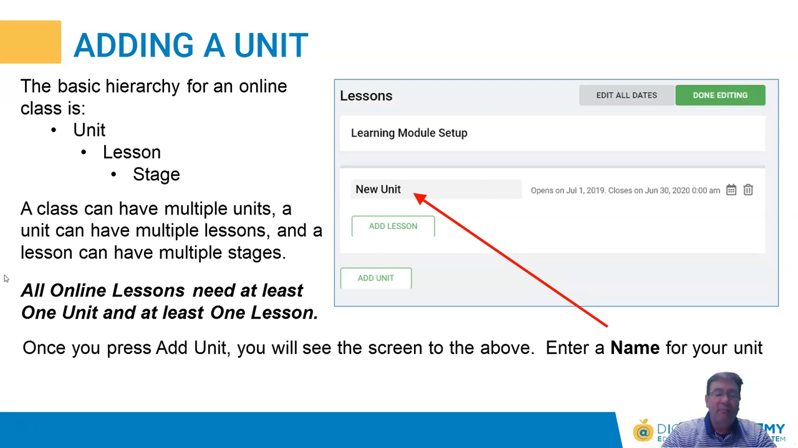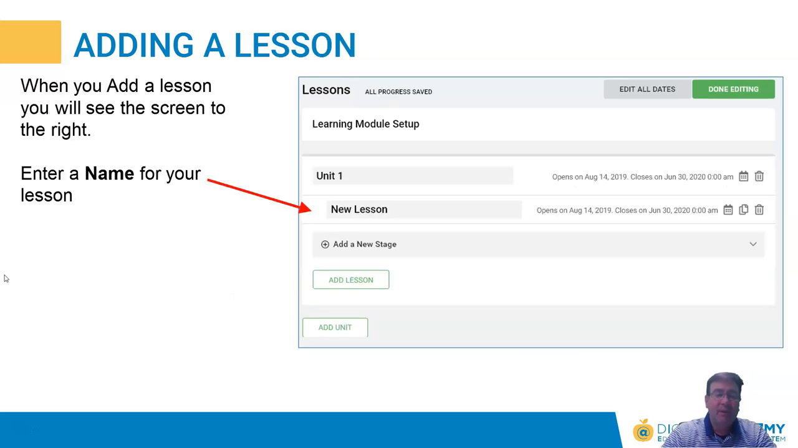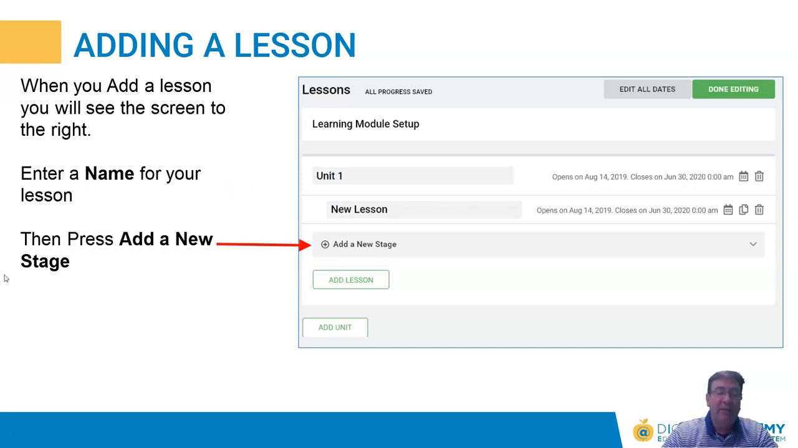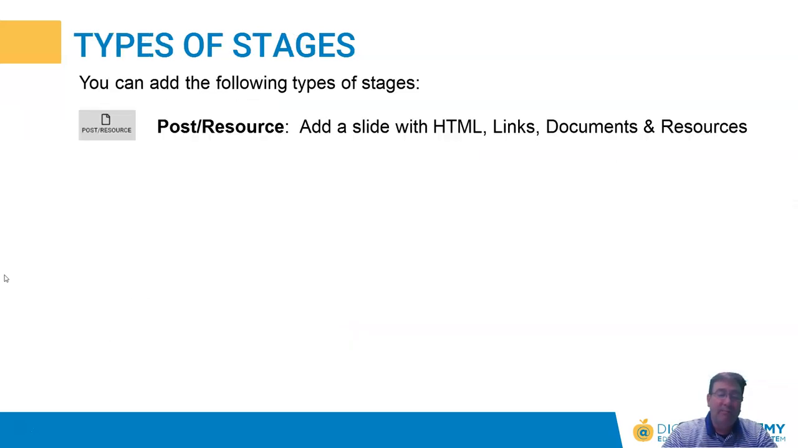Enter a name for your unit, and once you've done entering a name, click Add Lesson to add your first lesson. When you click Add Lesson, you'll see the screen to the right. Enter a name for your lesson, and then click Add New Stage. You'll have 8 options of stages to pick from.